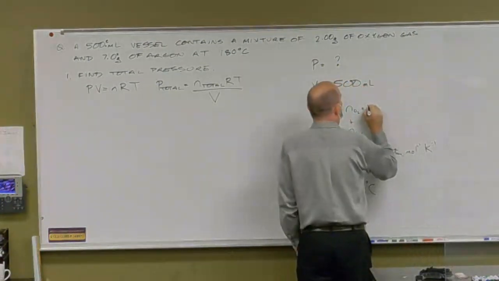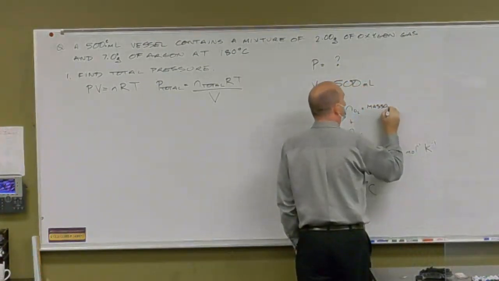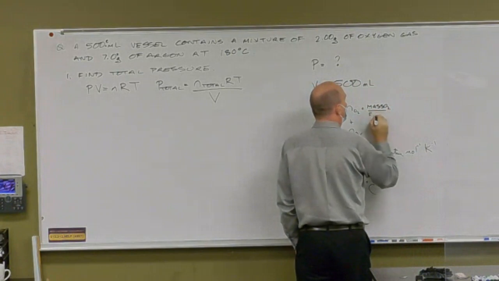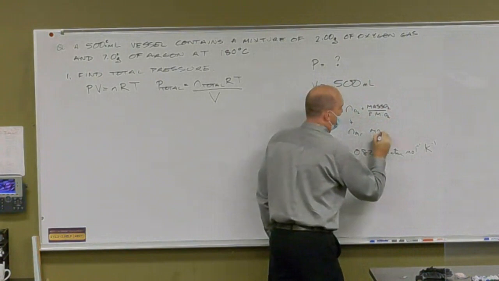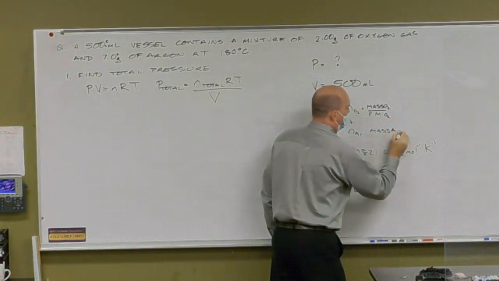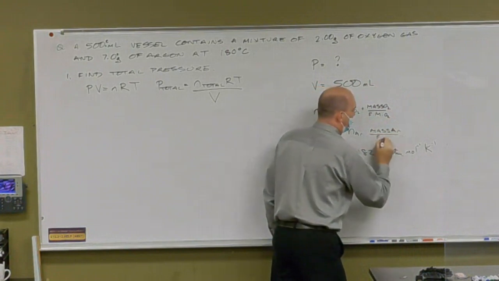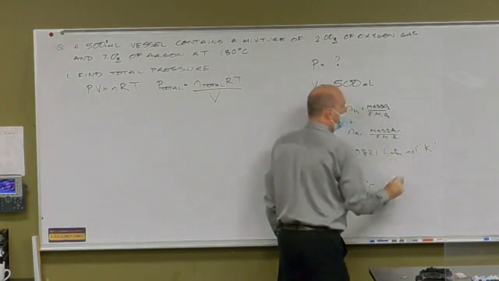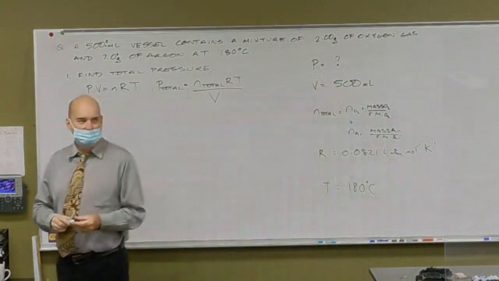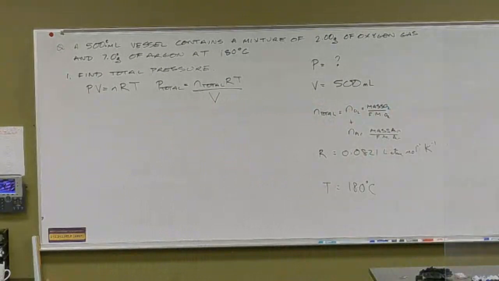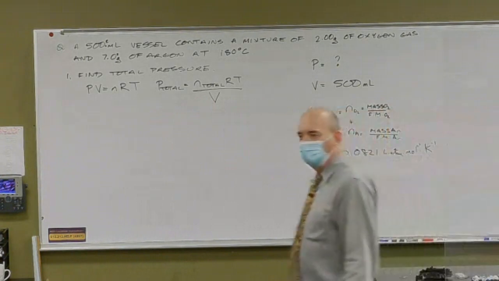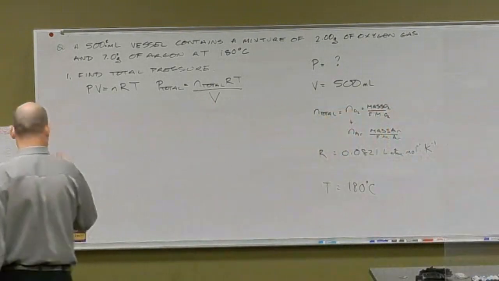So this is the mass of oxygen divided by the formula mass of oxygen, and this is the mass of the argon divided by the formula mass of the argon. And the argon is 39.94, so about 40.